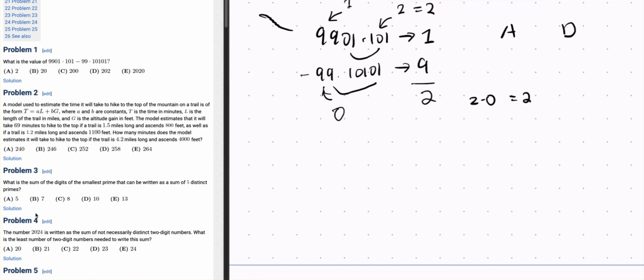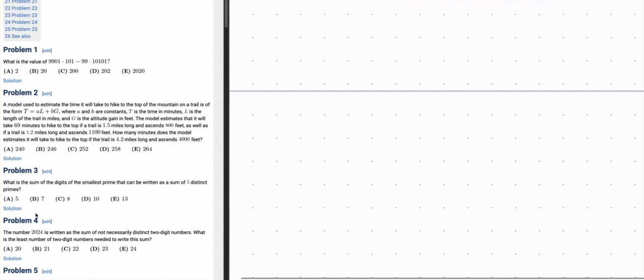Therefore, it must be congruent to 2 modulo 3, so the answer choice must be A, since D is congruent to 1, not 2 modulo 3. So the answer to number 1 is A. And now let's solve number 2.